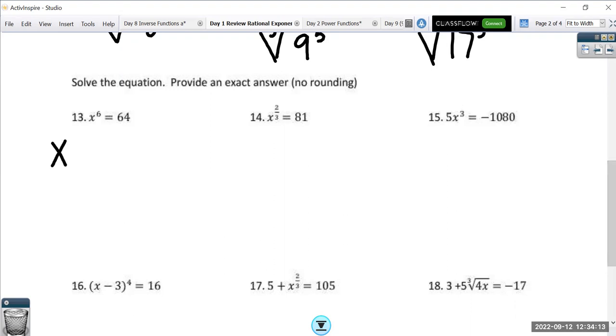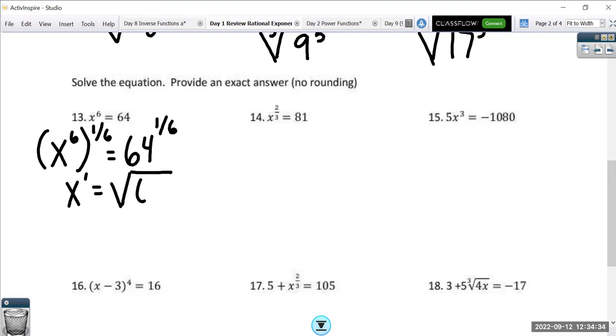So I know if I want to get rid of an exponent of 6, I need to take both sides to the 1/6 power. By doing that, I have 6 times 1/6, which leaves me with an exponent of 1, which is what we want, equals the 6th root of 64. So we need to think about what number multiplied by itself 6 times is going to give me 64, to give us an answer of 2.